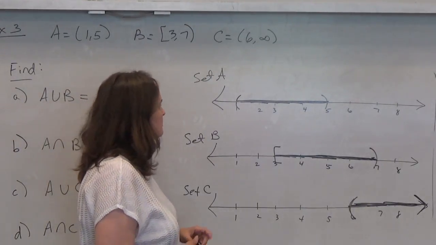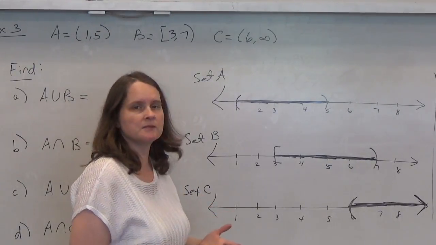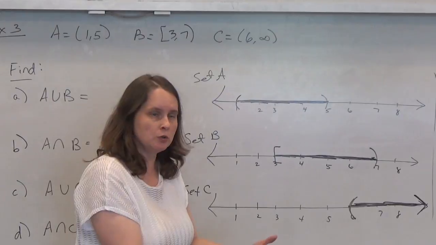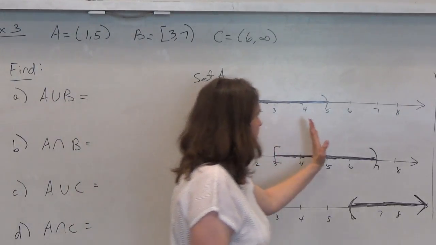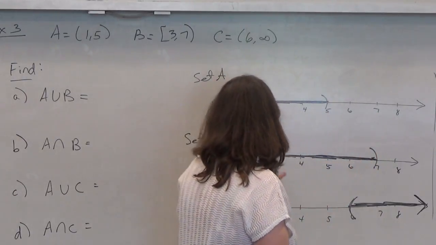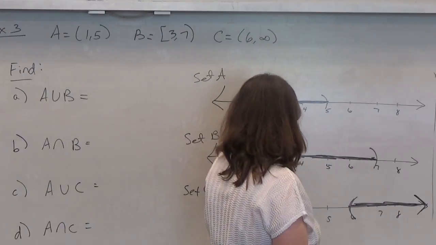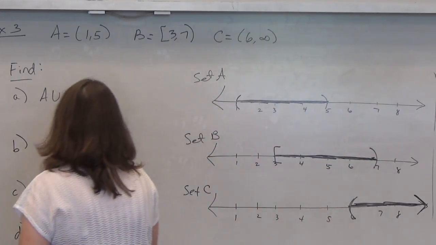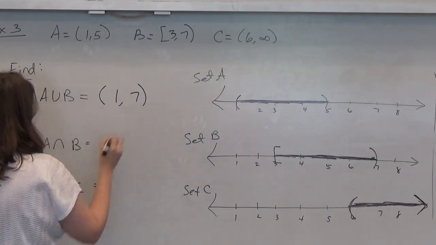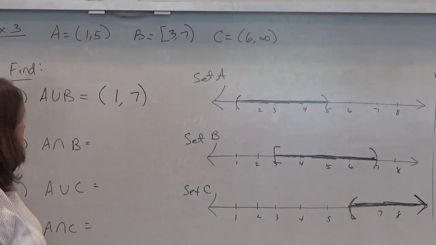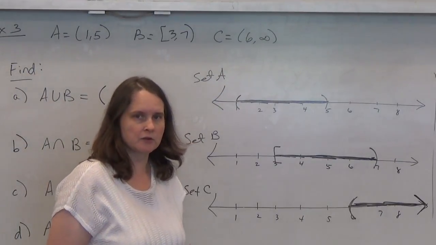Okay, so if you take everything from set A and everything from set B and put it all into a union, you're going to have everything beginning at 1, going all the way out to 7. So you would say that's the interval from 1 to 7, and that includes everything from here to here. So A union B in interval notation is parenthesis 1, 7. Part B, A intersect B. Again, pause it, think about it for a second.